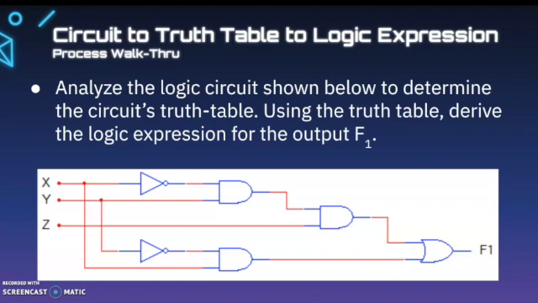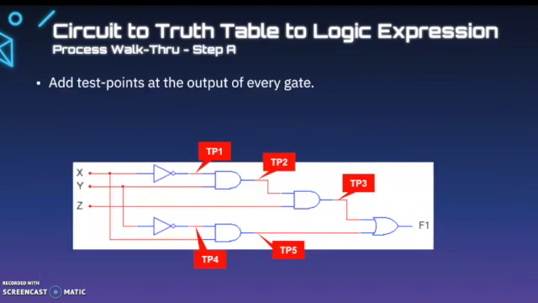So we're going to start with this circuit here, and we're going to walk through how we would complete this analysis. We start by adding test points to the output of every gate. So test point 1, 2, 3, 4, and 5, those would be digital readouts in Multisim Live. We're obviously going to have a readout here as well, so we know what the final output of the circuit is.